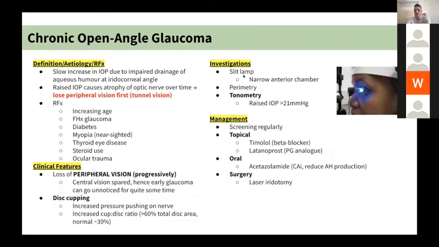So investigations: do your slit lamp, you can do perimetry, but the main one is tonometry, which is where you just test the pressure of the eye. In terms of management, you want to screen them regularly to make sure that their vision isn't getting worse, or if it is, that you can do better treatment. Topical treatments are going to be the most common, with Timolol being the most common. You can also use latanoprost, which is a prostaglandin analog, or oral acetazolamide or laser surgery.